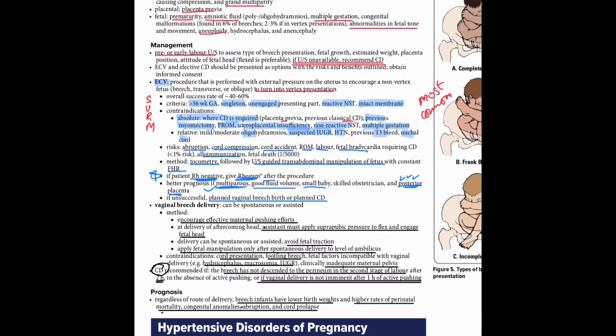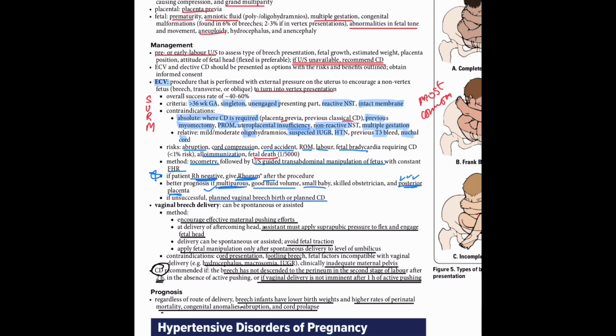What are the risks? We're trying to put external pressure on the uterus and move the baby. Placental abruption, where the placenta separates prematurely. Cord compression, cord accident, rupture of membranes, maybe labor gets induced, fetal bradycardia, where we need the cesarean delivery as soon as possible, alloimmunization, fetal death, 1 in 5,000.